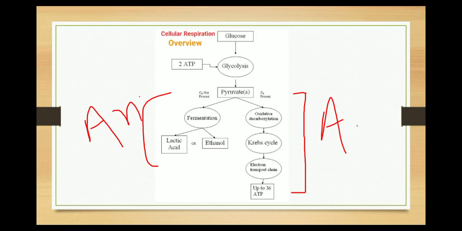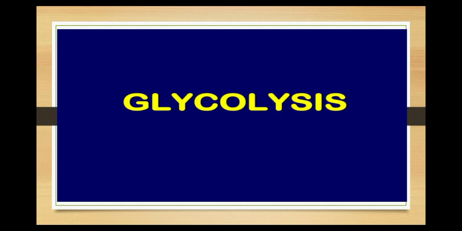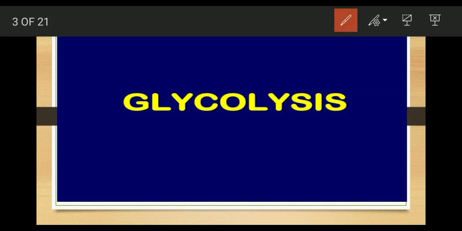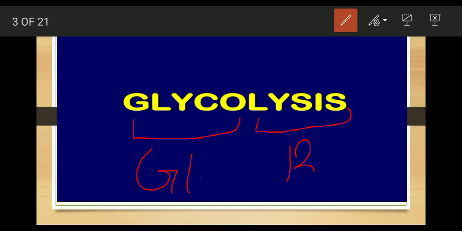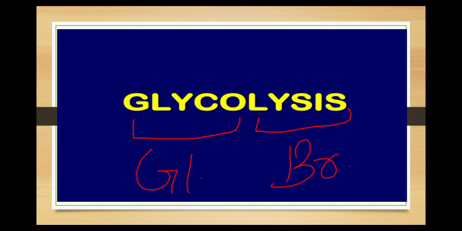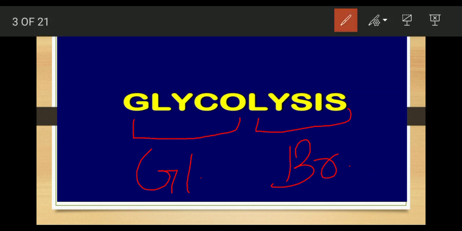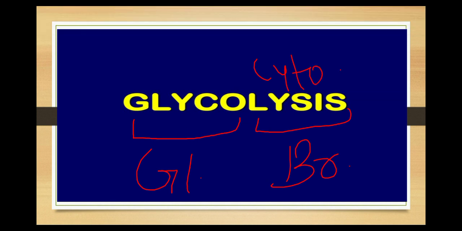Okay, now let's move on. Today in this video lecture we will discuss the detailed process of glycolysis. As you can see, glycolysis is made of two words, glyco and lysis. Glyco simply means glucose, and lysis means breakdown of that glucose. These are the basic concepts, and glycolysis mainly takes place in the cytoplasm. This is the first step of respiration here.